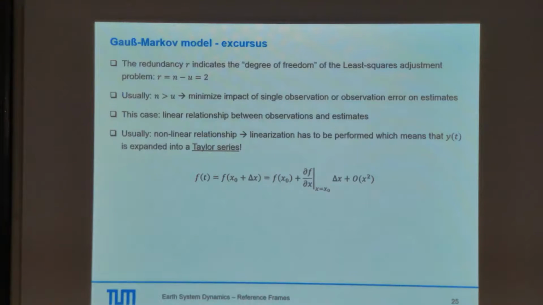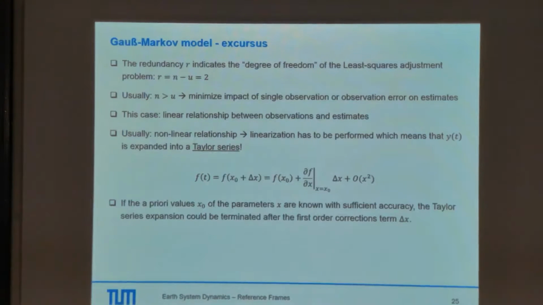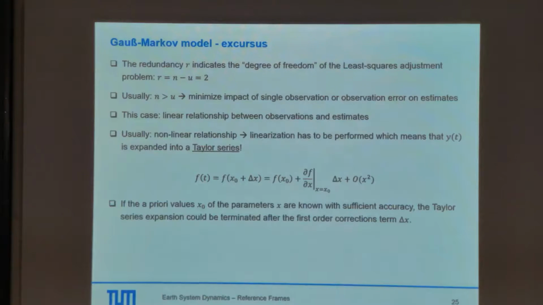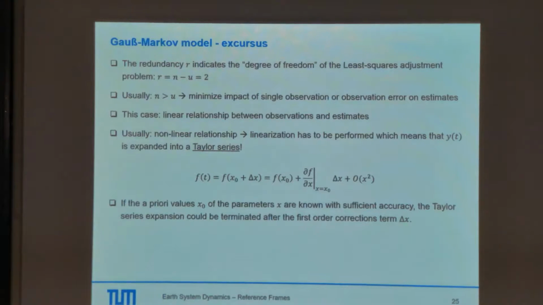We have our functional model from before, and now we do a Taylor series expansion, and if the a priori values, so the values you set before you estimate anything, are of sufficient accuracy, then the Taylor series expansion could be terminated after the first order correction term delta x.